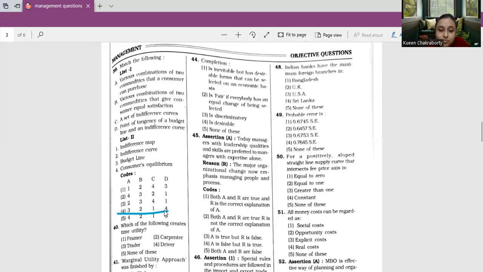Traders do this job, and it's also called production. When the fruits are available in a particular season, they store them in excess so that they can utilize them in other seasons when the fruits are not available. So that is called time utility. So who does it? Not a farmer, not a carpenter, not a driver. It will be a trader. So the correct answer is trader or a businessman.